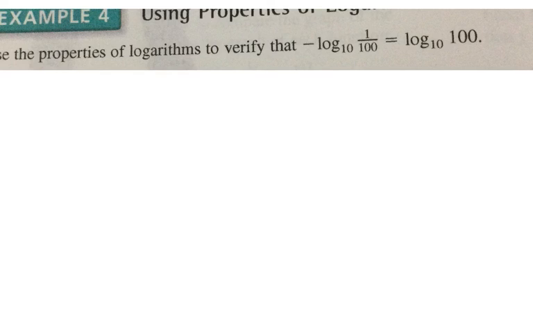When I look up there, I think the left side looks uglier. You got a fraction in the argument, you got a negative out front. So I'm going to take the left side, use all the properties of logarithms I know, and see if I can make it look like the right side. Okay, that's my goal. So we're going to start by rewriting what's on the left: negative log base 10 of 1 over 100.